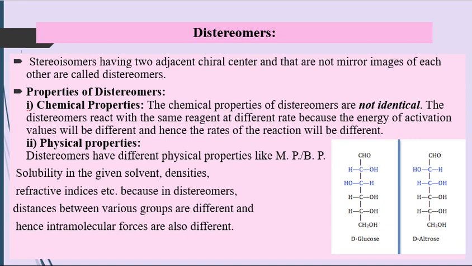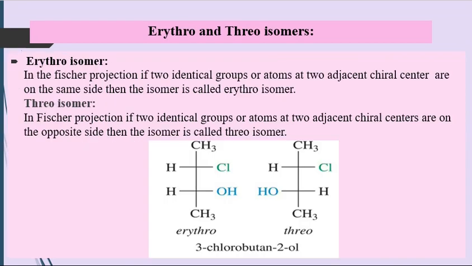The second one is the physical property. Diastereomers have different physical properties like melting point, boiling point, solubility in a given solvent, density, and refractive index. This is because diastereomers have different arrangements of atoms or groups of atoms. Therefore, the distances between various groups are different and hence intermolecular forces are different, and due to this they have different physical properties.